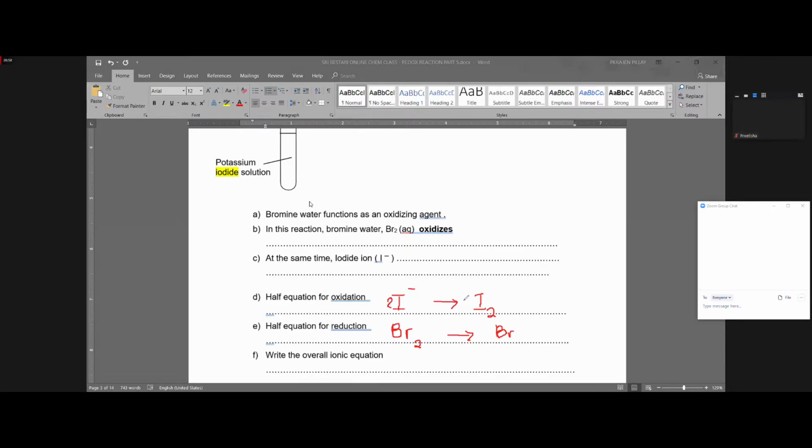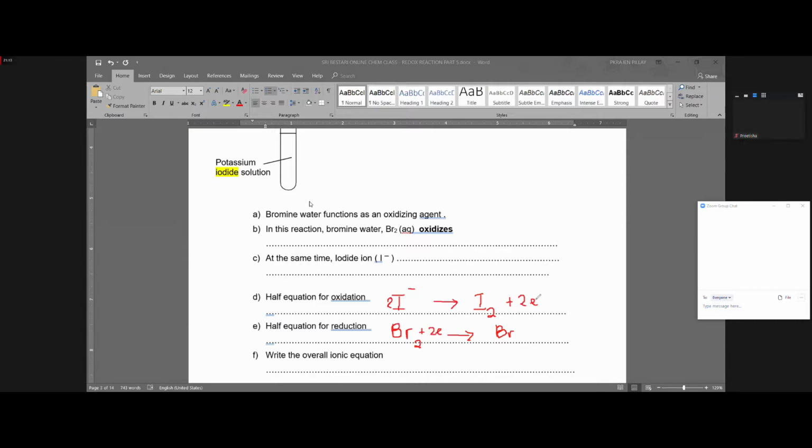Oxidation is loss of electron. So there's 2I here, so you must put 2e there. Is that correct? This is your half equation for oxidation. Reduction just now, Jayin gave the answer: Br2 plus 2e. Okay, what is the overall?